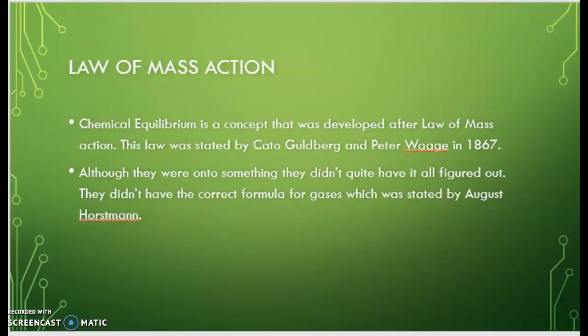Next is the law of mass action. Chemical equilibrium was a concept that was developed after this law was stated, and the ones who stated it were Cato Goldberg and Peter Waage in 1867, both Norwegian scientists. Although they had a really good idea of what would later turn into the chemical equilibrium equation, they didn't quite have it for every situation. An example would be for gases. Later on, a scientist named August Horstmann discovered the correct formula for that.